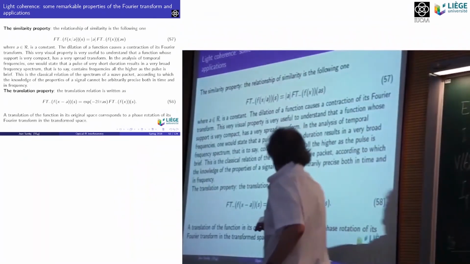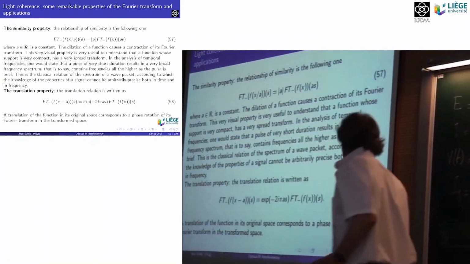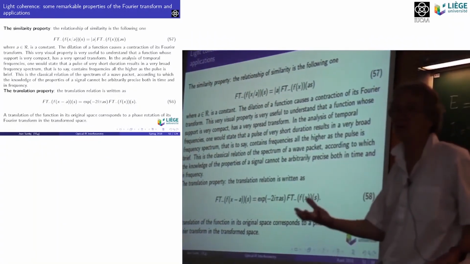The meaning of that is that the translation of the function in its original space corresponds to a phase rotation of its Fourier transform in the transform space.